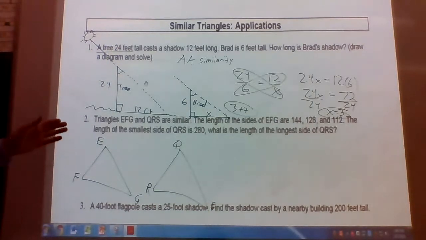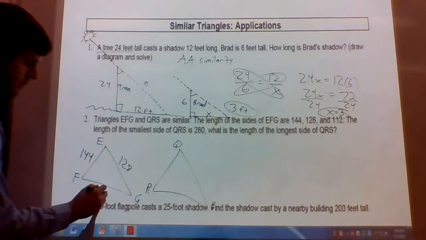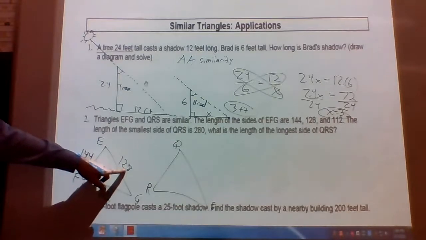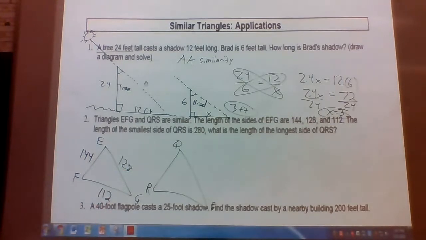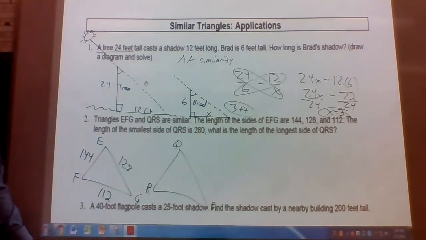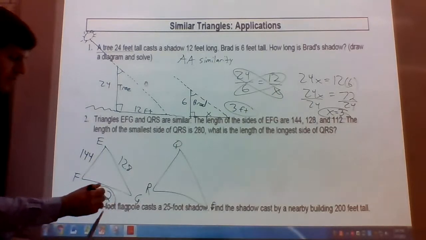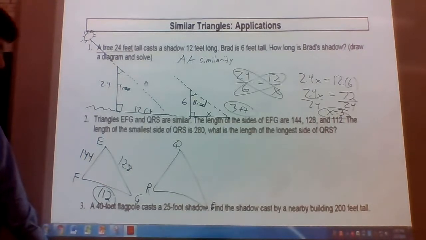The lengths of the sides of EFG are 144, 128, and 112. It doesn't matter where you put them, because it doesn't specify. So this could be 144, this could be 144, as long as you have one side that's 144, one side that's 128, and one side that's 112. It next says the length of the smallest side of QRS is 280. So to find the smallest side of QRS, we have to find the corresponding side in the other triangle that is the smallest. So if we look at EFG, the smallest number is 112. We've placed the number 112 on the FG, and we could place it anywhere, but we just put it on the FG.